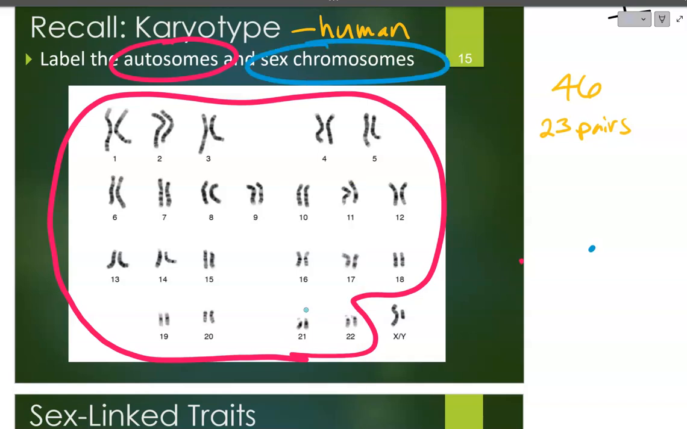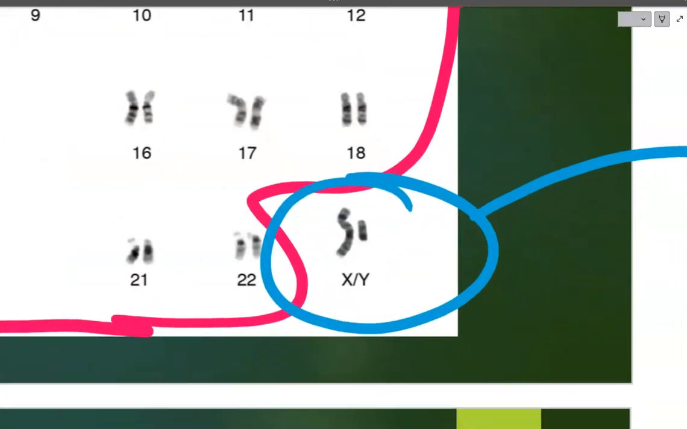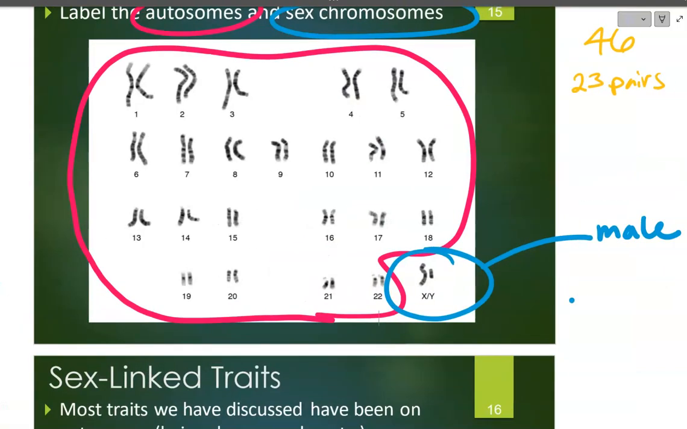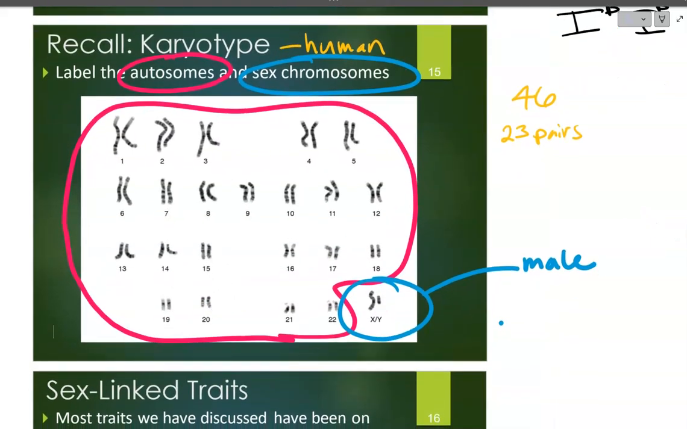Versus the sex chromosomes, these are the last pair of chromosomes, and they obviously code for sex, so male or female. This one is a male because we see XY versus females are XX. And we're going to be talking about genes or traits that are specifically found on these chromosomes, because in comparison, we've been talking about genes or traits that are found on the other chromosomes.